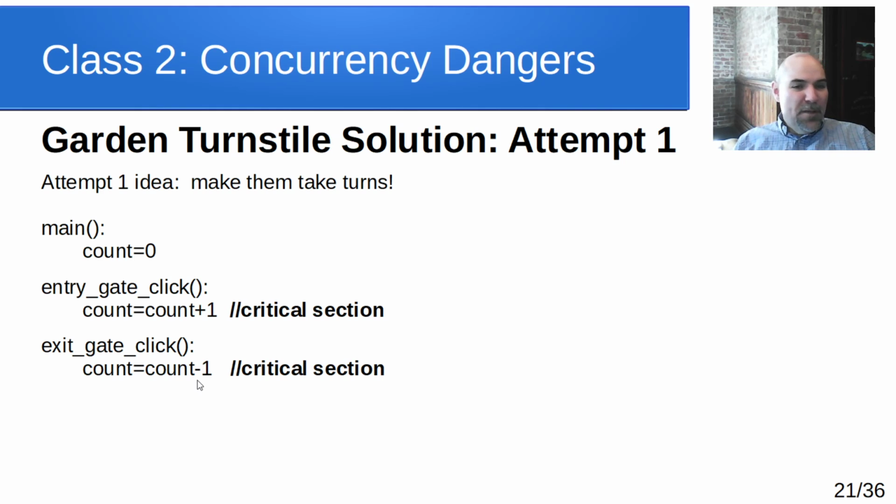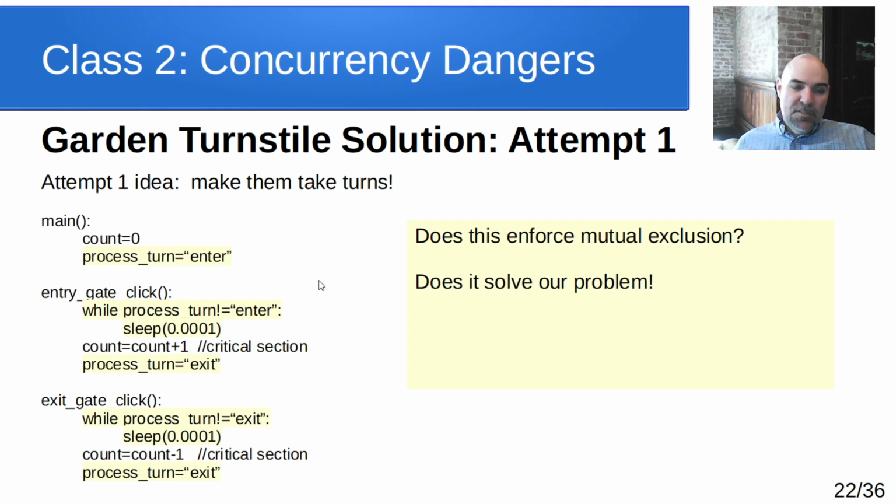So one of the ways you might think of is, well, let's make them take turns. So rather than having the entry gate and exit gate just willy-nilly decide that they're going to access that variable, let's make them take turns accessing it. That seems fair. So here's what we added to the code. The stuff that's highlighted is what was added to the original code. The critical sections, you can see, are still down here.